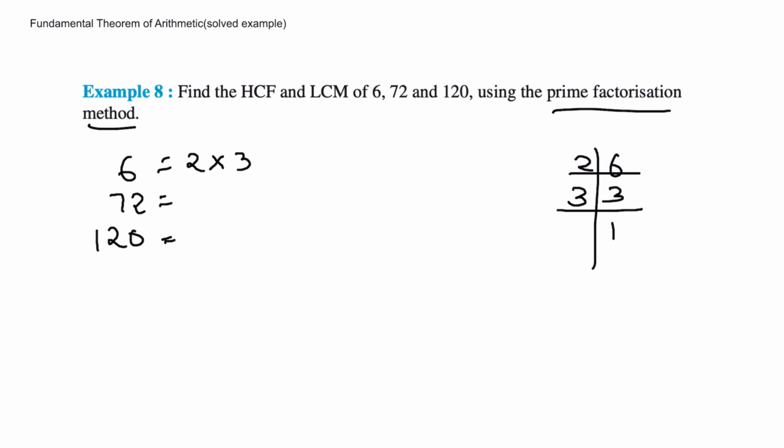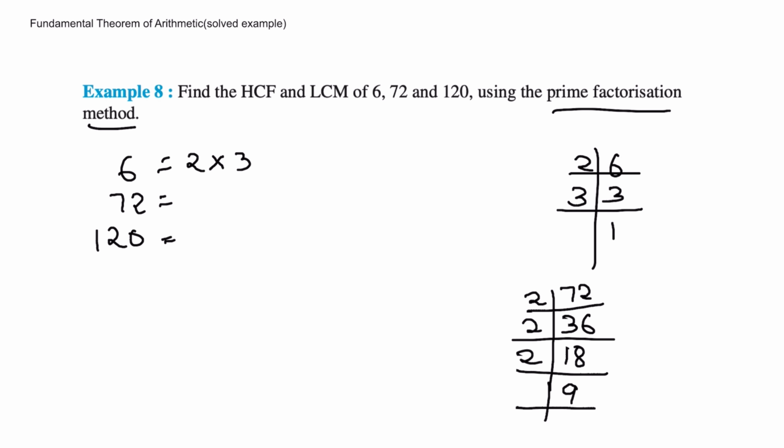What about 72? Let's try to do it. For 72 we have 2. So first we'll go like 2, 36 is 72, then 2, 18 is 36, and 2, 9 is 18. Then for 9 we have 3, 3 is 9, and at the end 3 is 3. So for 72 we have 2 three times, while 3 two times.